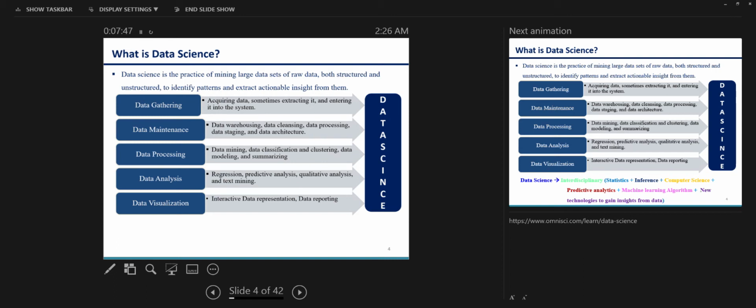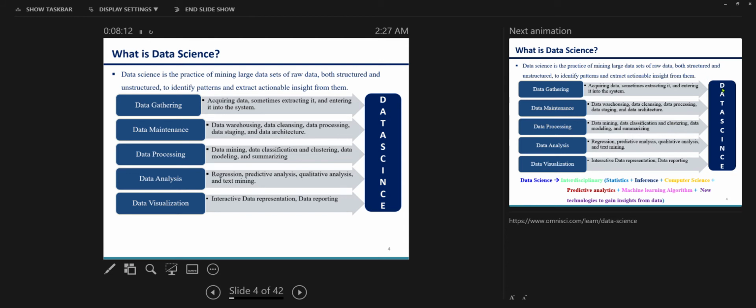And last, we have data visualization. After the analysis, the results we get are represented in an interactive form, so that they are easier to understand for someone who doesn't know anything about that particular data. So that is data visualization.